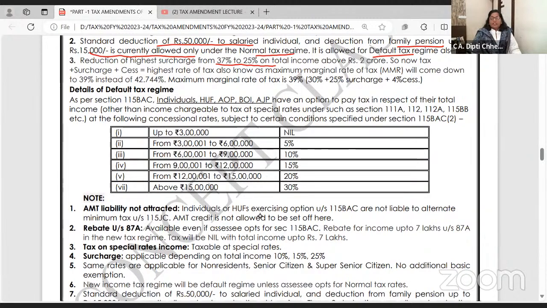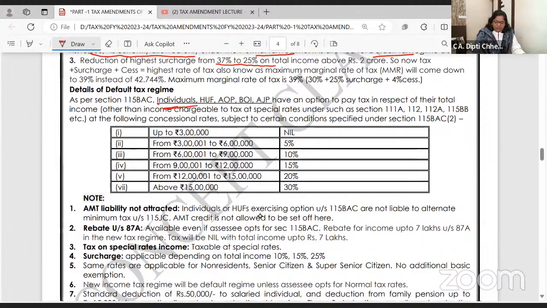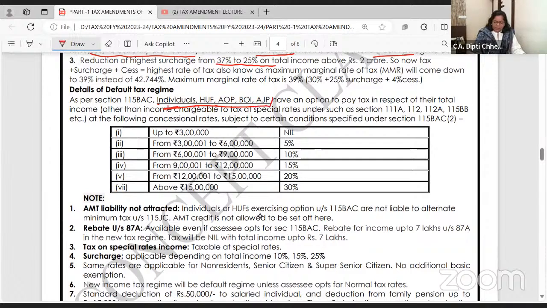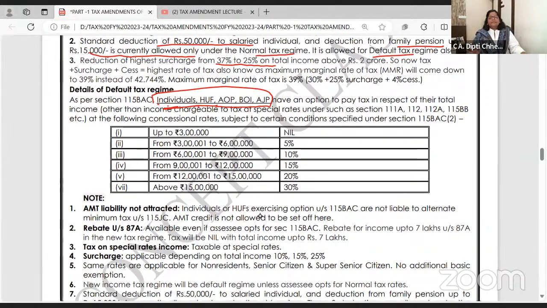tax as per default. So who can go for default tax regime? Individual. मैंने इसलिए इसको already भी underline किया. HUF, AOP, BOI, AJP. Done. Ma'am, can the partnership firm go for default tax regime? No, because they are paying flat 30% tax. Cooperative society, no. Companies, no. So default tax regime is only applicable for these.